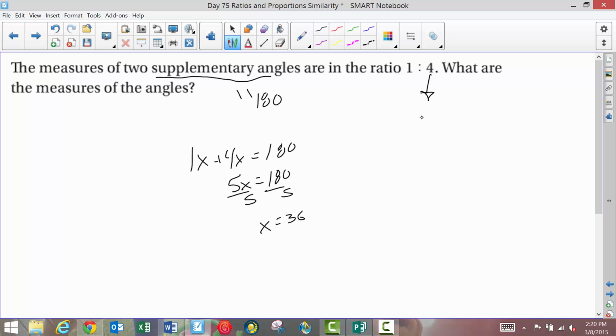Because the ratio of 1 to 4 is also 1 over 4. So I have one angle, which is 36, and another angle that's 144. And those are the measures of the angles.